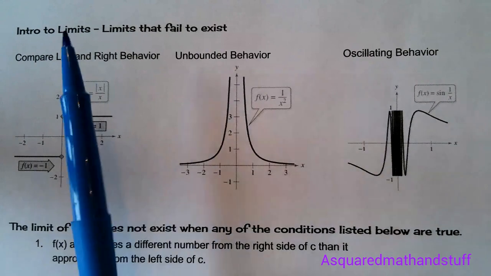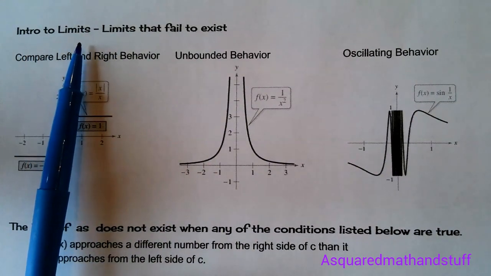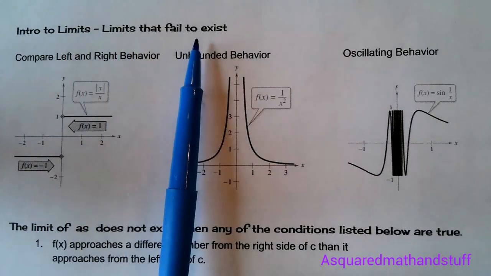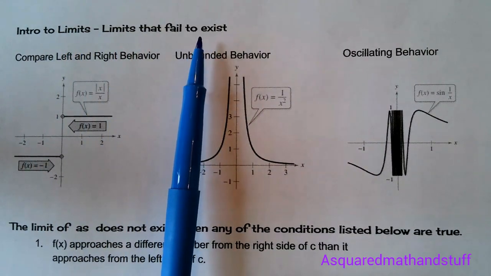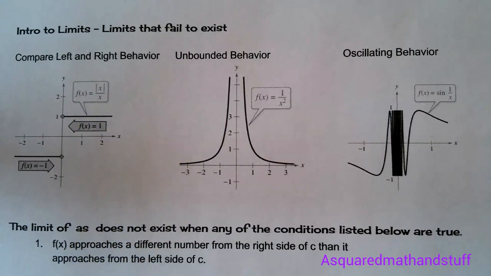In this lesson, we are continuing our introduction to limits, and we are now looking at limits that fail to exist. There are three behaviors, three circumstances where we don't have a limit. So the limit will fail to exist, or it does not exist.